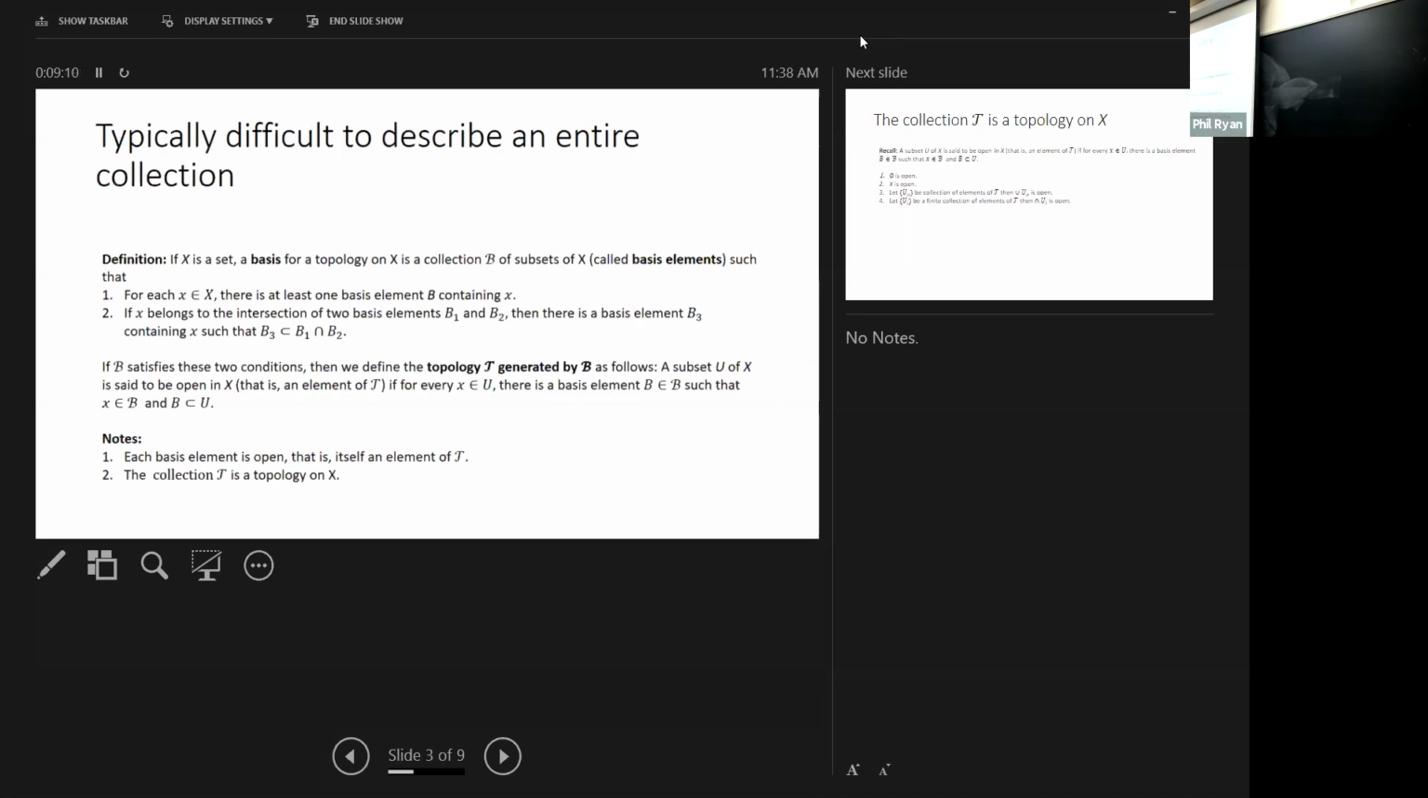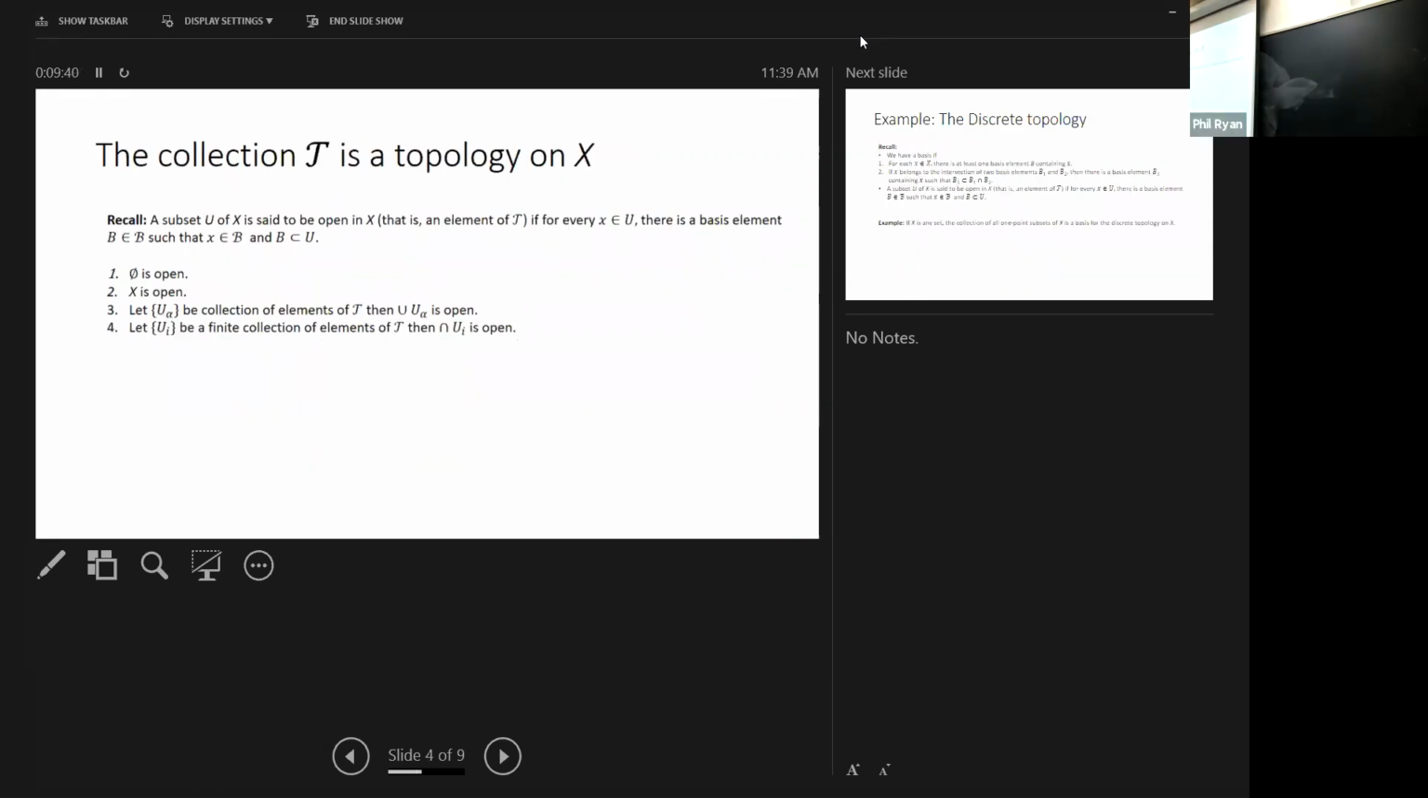Okay. More importantly, the second note is that this collection of open sets is in fact a topology. I've called it open. Is it really open? Remember, the real definition of open is that it belongs to a collection of a topology. So we've got to show that that collection is a topology. So that's what we'll do next. Okay, so recall, this is how we're defining an open set.